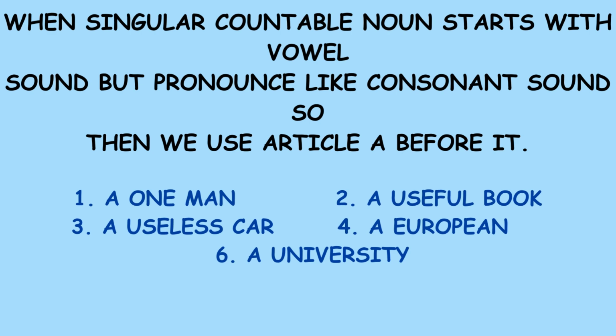So look at these examples very carefully, that all these words start with a vowel letter but we pronounce them like a consonant. O-N-E, one. We say it as "won", with a w sound. So it is a one man. A useful book. Even though it starts with U, it is pronounced as "yoo". Useful, useless. A useful book. So we say a useless car, a European, a university.